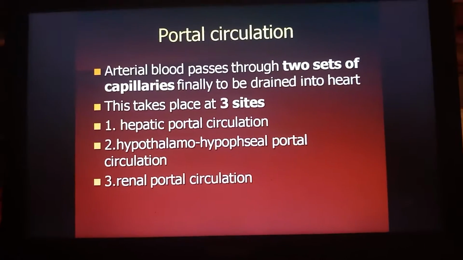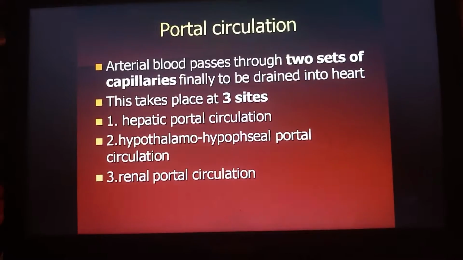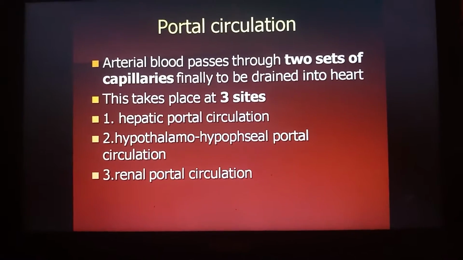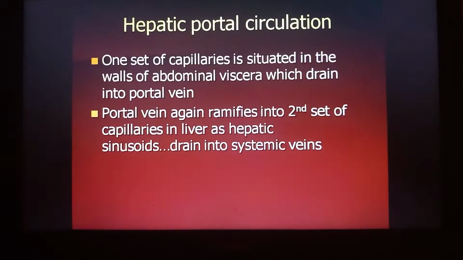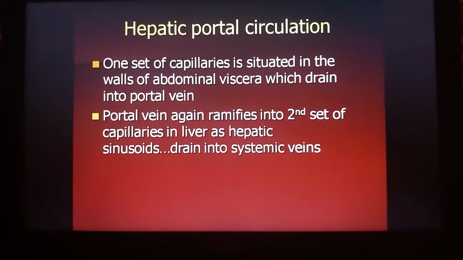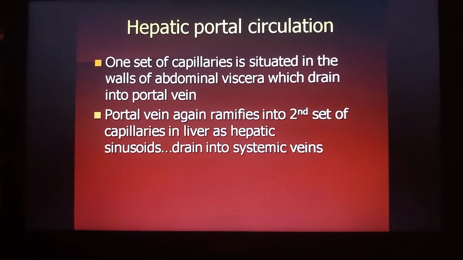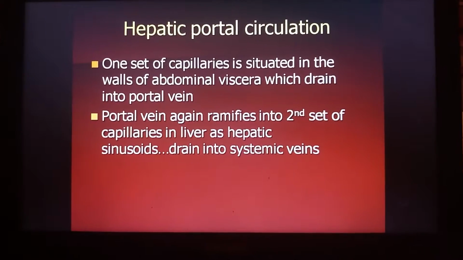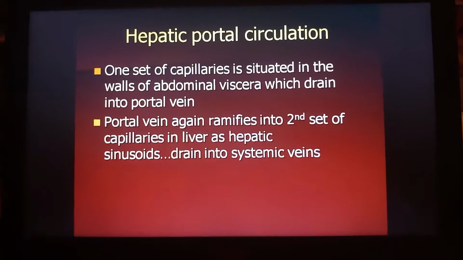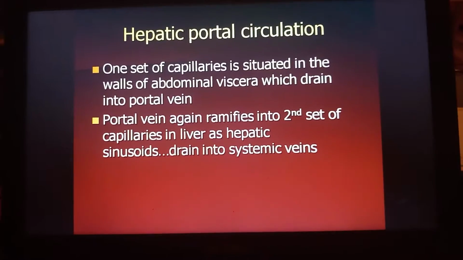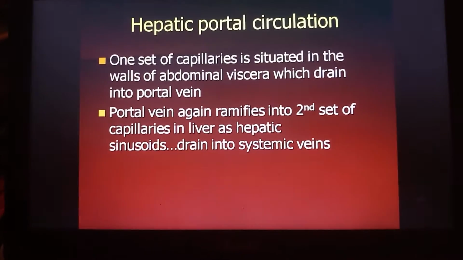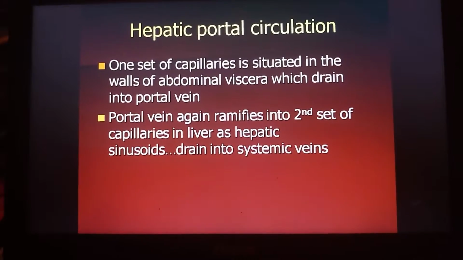This takes place at three sites: hepatic portal circulation, hypothalamo-hypophyseal portal circulation, and renal portal circulation. We will discuss these types of portal circulation one by one. Firstly, we will discuss the hepatic portal circulation. As the name indicates, one set of capillaries will be in the liver. So, one set of capillaries is situated in the walls of the abdominal viscera, which drain into the portal vein.